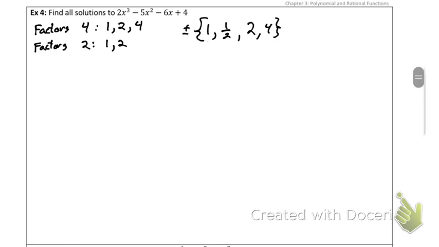If I was going to do one on the test where I said you cannot use your calculator, I would pick one that is pretty small. I might even pick one that's smaller than this. I might pick one that just has a 1, so just 1, 2, and 4, because if you don't have a calculator, you have to guess and check.